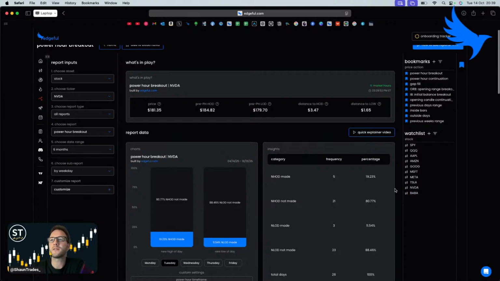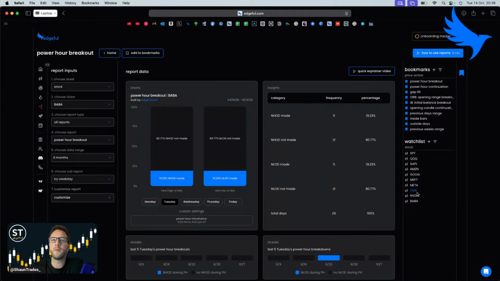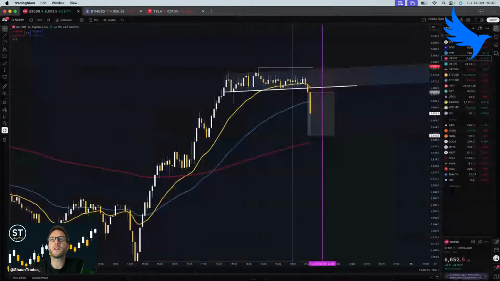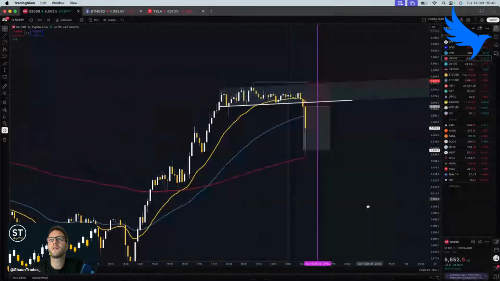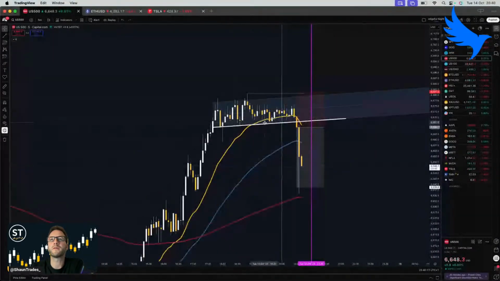Nvidia again, 19%, 20%, and of course we've got Barber as well, 20%. So you can see that's what we're looking for, and in the market we want to set it up so we have a trade that goes live with a break of something around your rule.